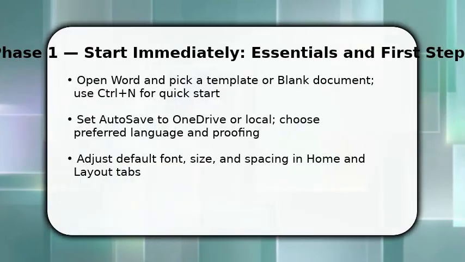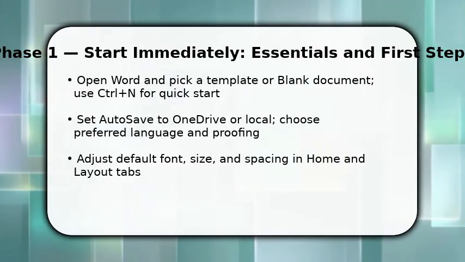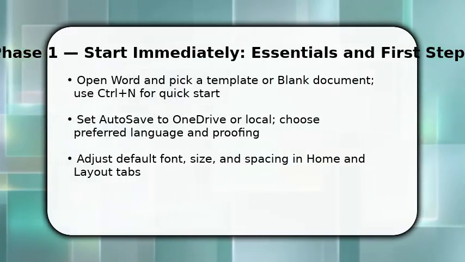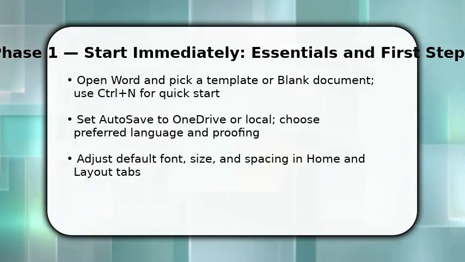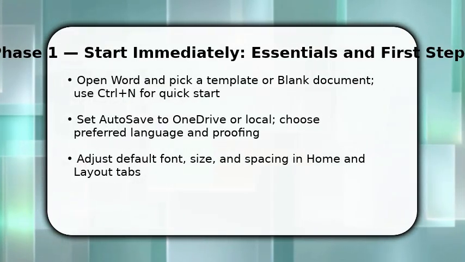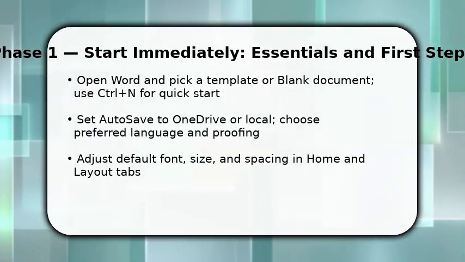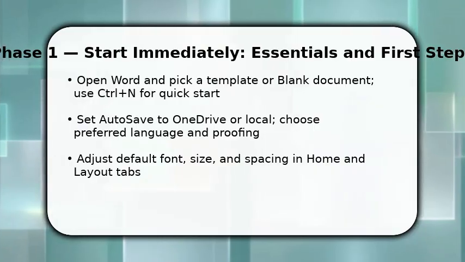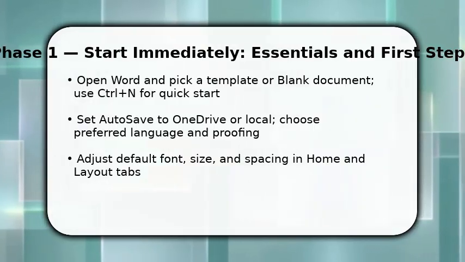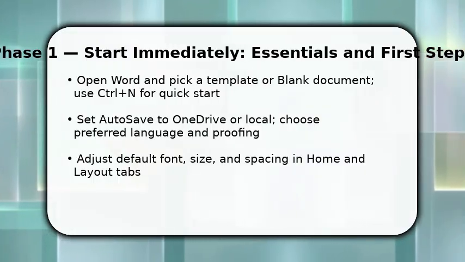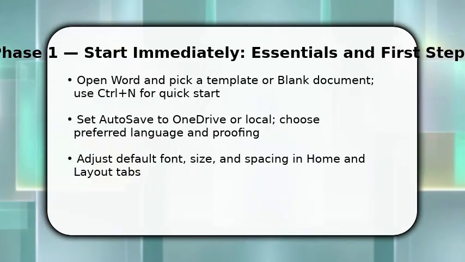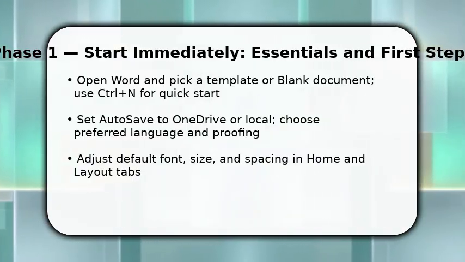You begin by launching Word and choosing a template or blank document so you avoid wasted clicks. Once done, set auto-save to OneDrive or local storage. This protects changes automatically. Next, change default font, size, and paragraph spacing in Home and Layout to match your style. Make sure to enable proofing language so spell check is accurate, and pin the document to recent if you'll revisit it. This saves time and keeps your workflow ready.